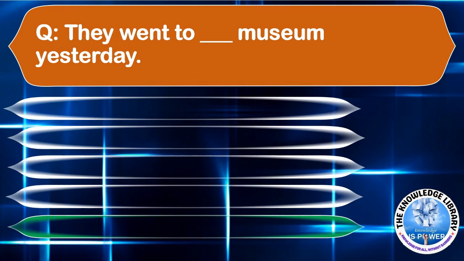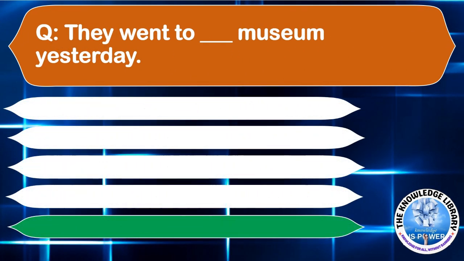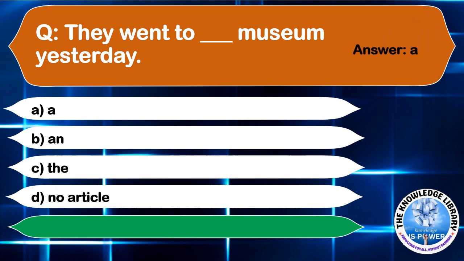They went to dash museum yesterday. Option A. Option B, an. Option C, the. Option D, no article. The correct answer is option A. Moving to the next question.